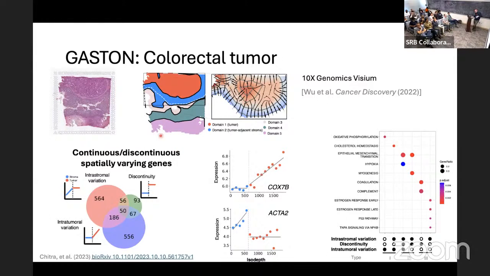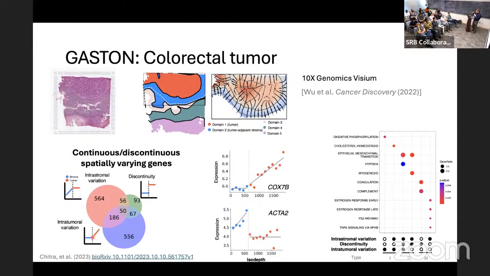How do they change in expression when you go from the adjacent stroma into the interior of the tumor? There are genes that maybe increase in expression as you go to the boundary of the tumor and then are constant. There are genes that have discontinuous jumps in expression from the adjacent stroma to the tumor. There are ones that are constant in the stroma, but then increase or decrease in expression inside the tumor. You could get all of these gene expression gradients.